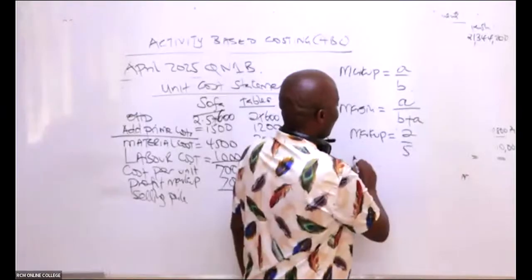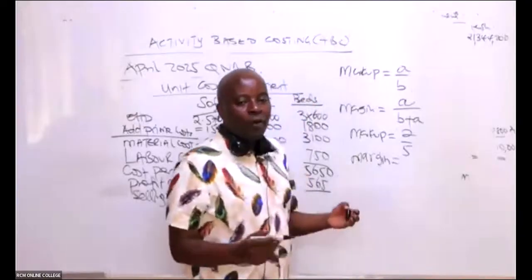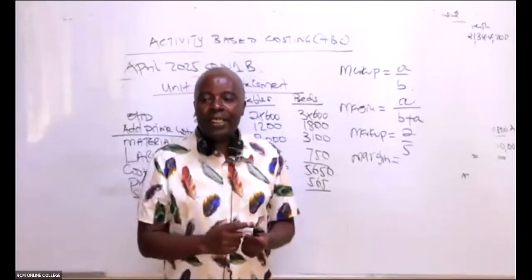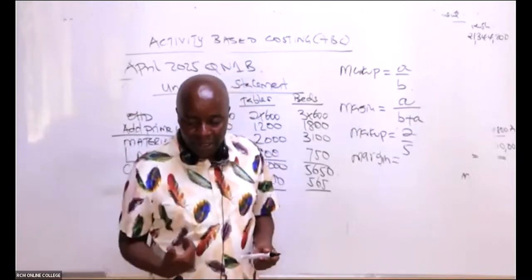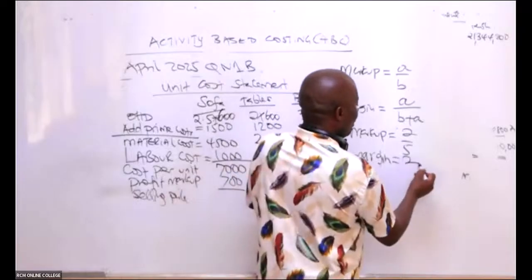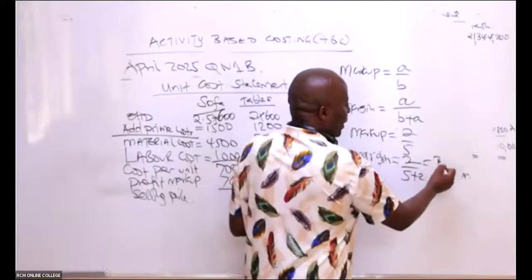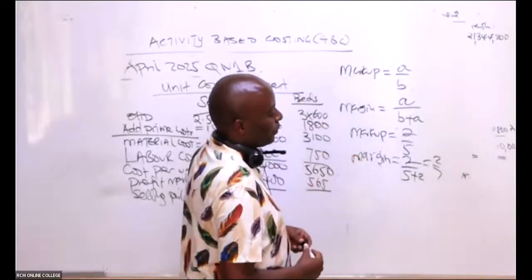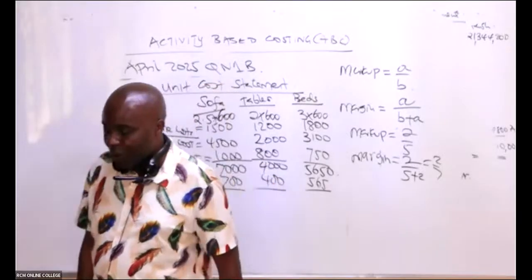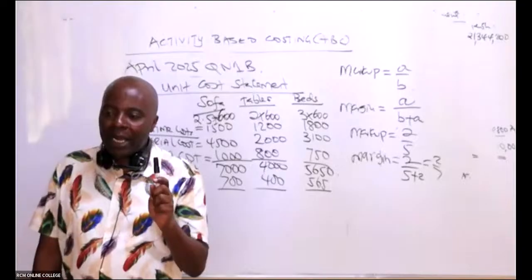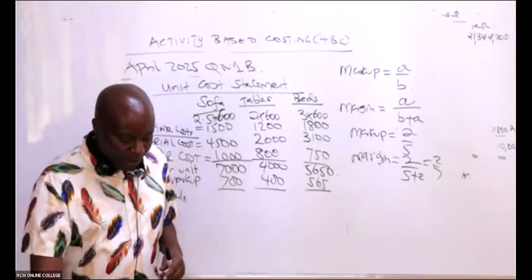Just for your practice, if you're given markup 2 over 5, is there somebody who can give me the margin? 2 over 7. Because for margin, you must inflate the base. So the margin will be 2 over 5 plus what here, somebody? 2. Which will be 2 over 7. Please give me some feedback, whether you are able to follow. Tell me whether you have now known how to convert markup to margin. And then I'll teach you how to convert margin to markup.